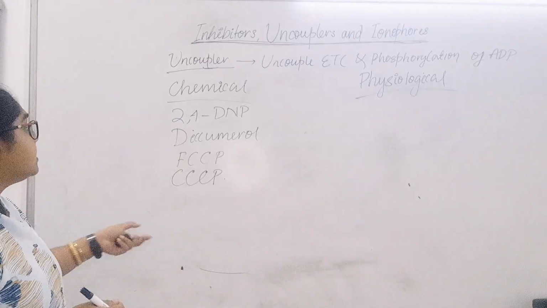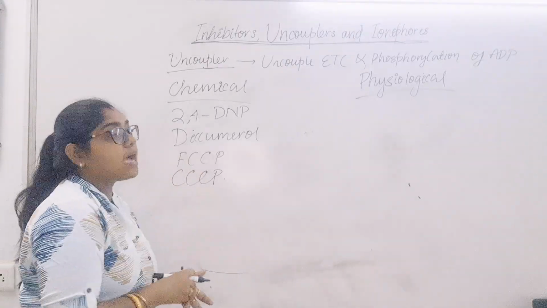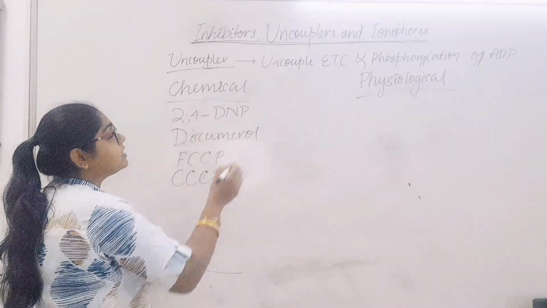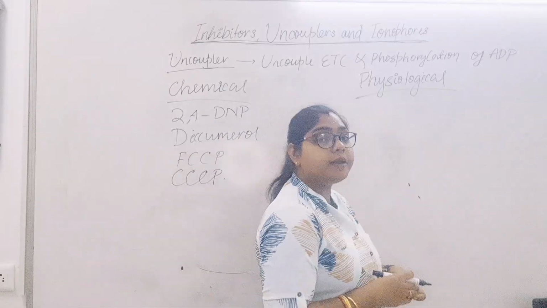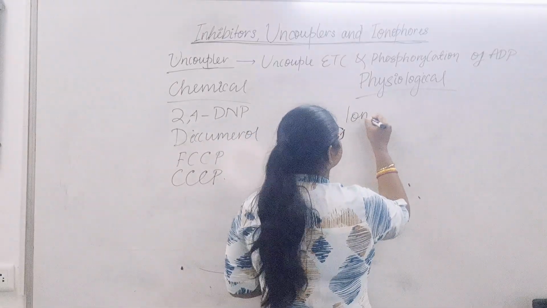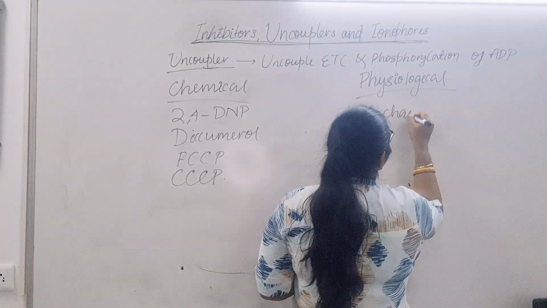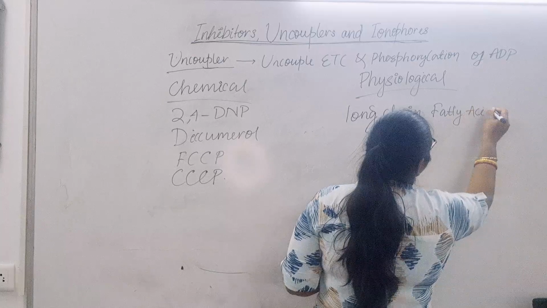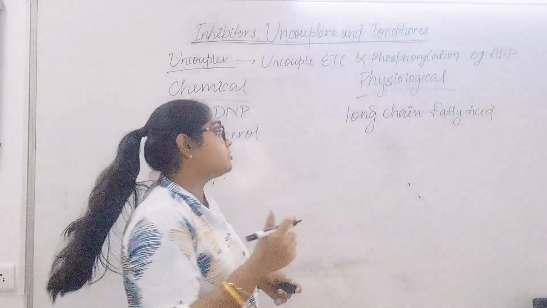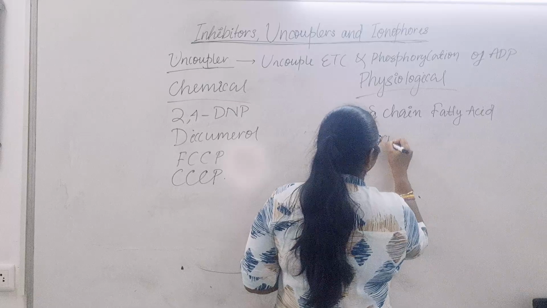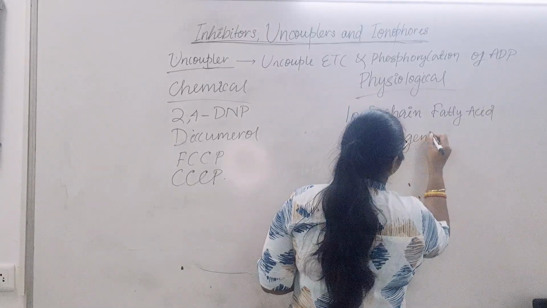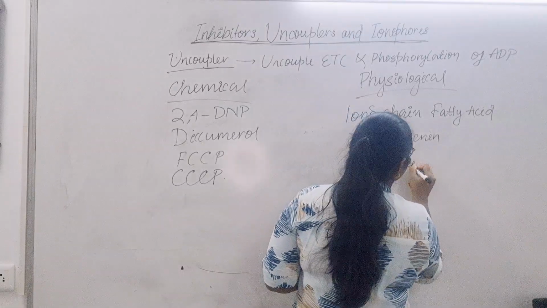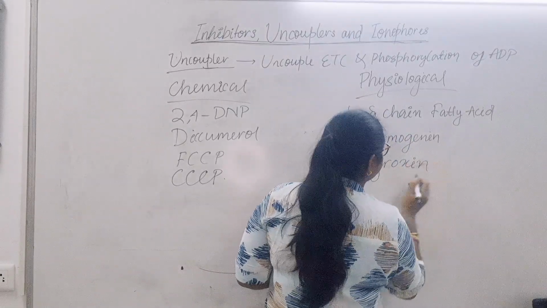So here these are the chemicals. CCCP is the carbonyl cyanide m-chlorophenylhydrazone. So these are the chemical uncouplers. Physiological uncouplers include long chain fatty acids. We just discussed another one, that is thermogenin protein. Then thyroxine and calcium ion.